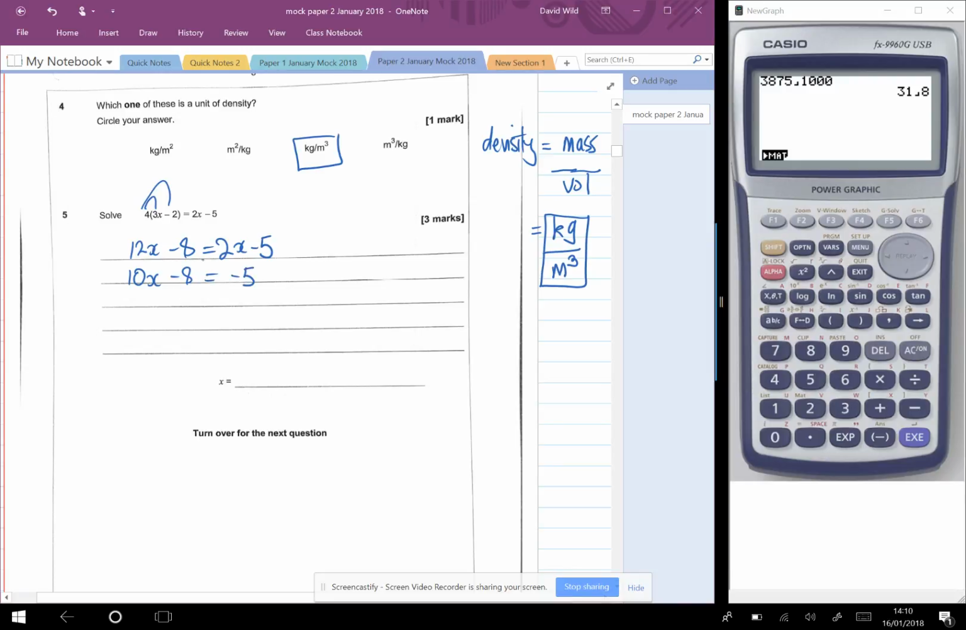And now we're going to add 8 to both sides to remove the numbers. So we're going to add 8 to both sides. -5 add 8 is 3. And then we're going to divide both sides by 10. So we get 3/10. Fraction is fine there. It'd be okay if you put a decimal as well, but a fraction is better.